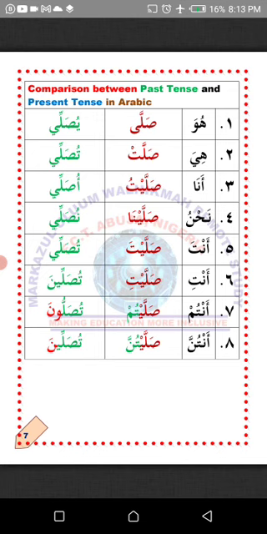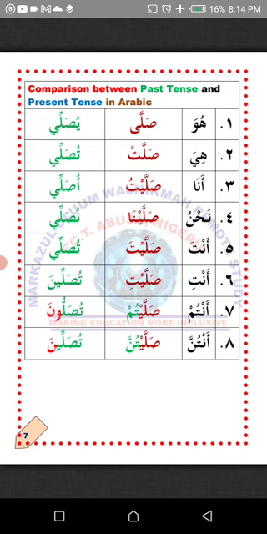Tusalli, she is observing Salah, or she observes Salah. Thalatha, number 3. Ana, I. Sallaytu, I have observed Salah, or I observed Salah. Usalli, I am observing Salah, or I observe Salah. Arba'a, number 4. Nahnu, we. Sallayna, we have observed Salah, or we observed Salah. Nusalli, we are observing Salah, or we observe Salah. Khamsa, number 5.